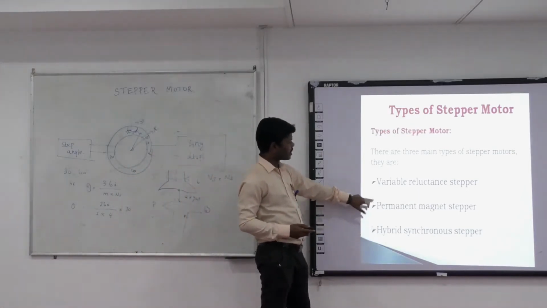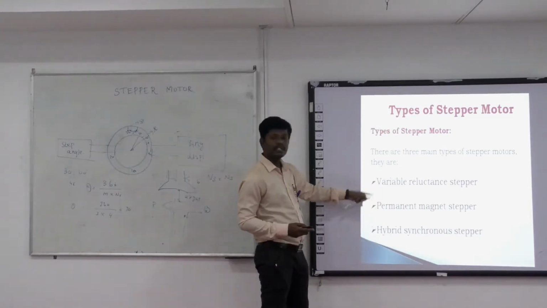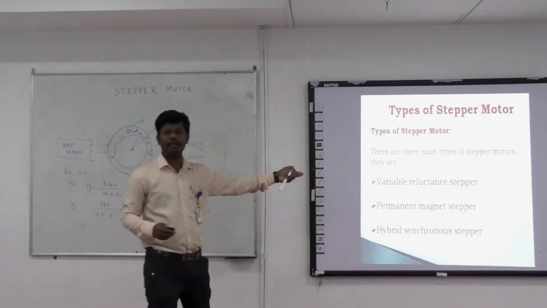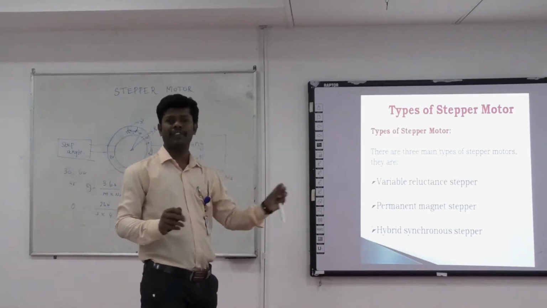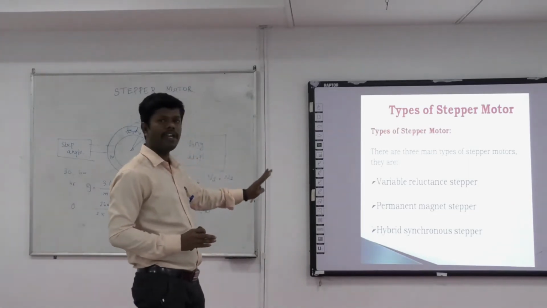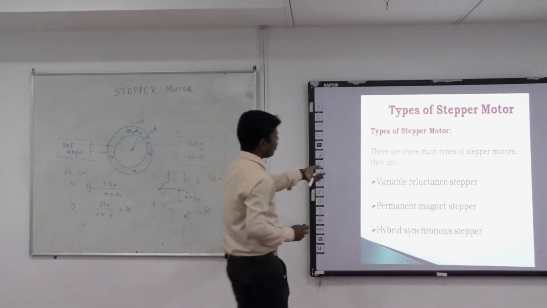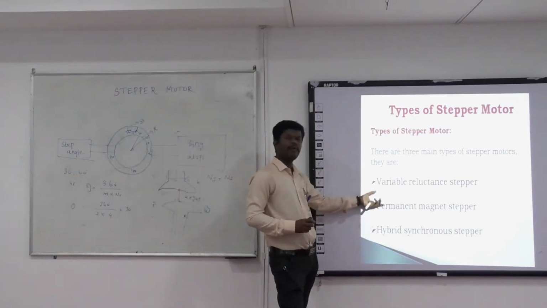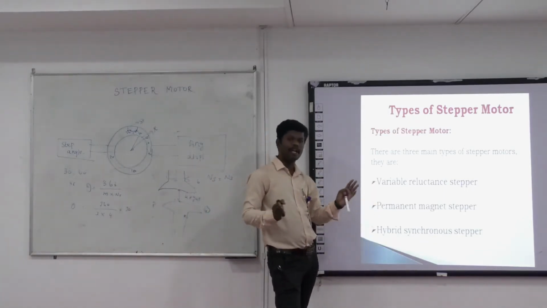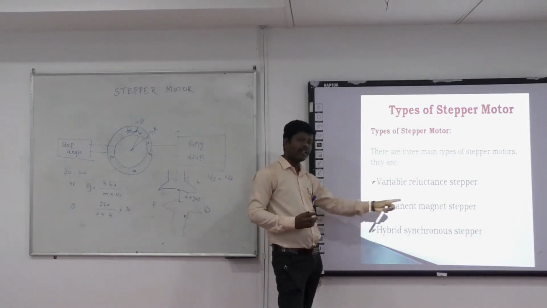Hybrid stepper motor is a combination of the variable reluctance motor and the permanent magnet motor. What is the combination between variable reluctance and permanent magnet? Only the rotor is different. The stator is maintained constant. Variable reluctance is taken for the stator, and permanent magnet is taken for the rotor. Both can be combined together in one motor, called a hybrid stepper motor.